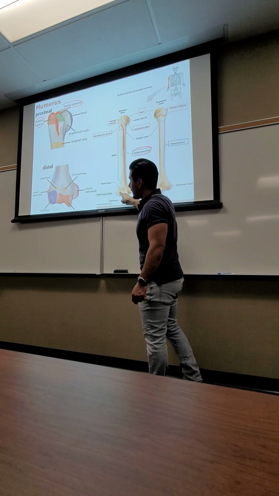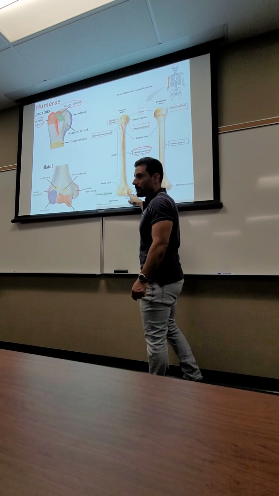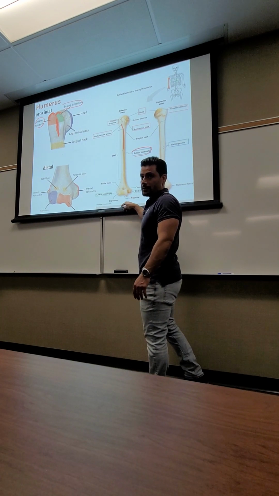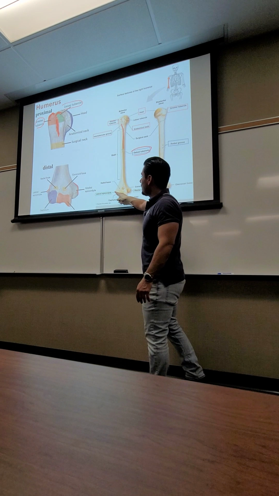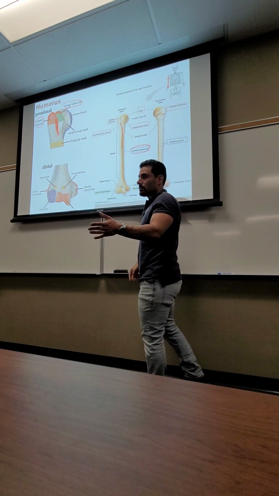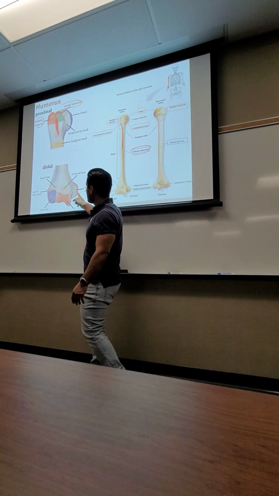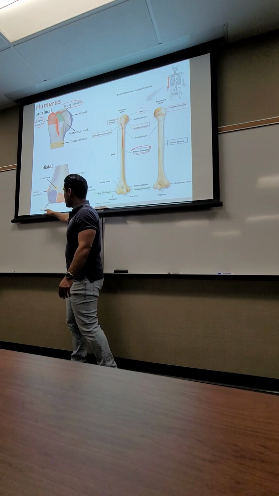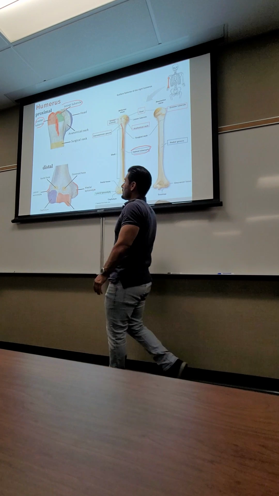What does? The capitulum and the trochlea. We know this, right? Those structures form the articulation. The epicondyles, do they form an articulation? No, they don't. You can see them here. Again, do they form an articulation? No. What structures do? Capitulum and trochlea, right? So be aware of that.